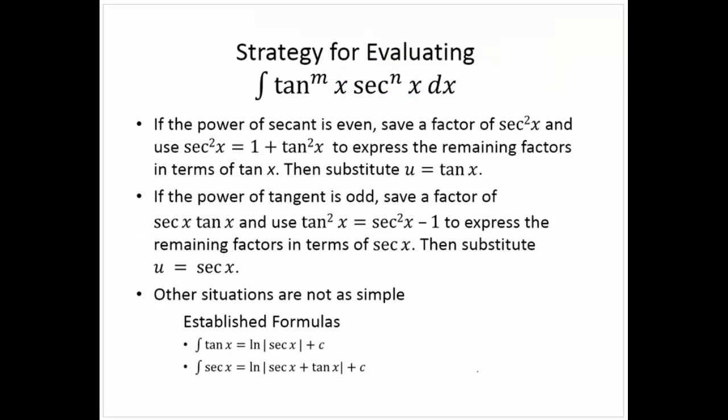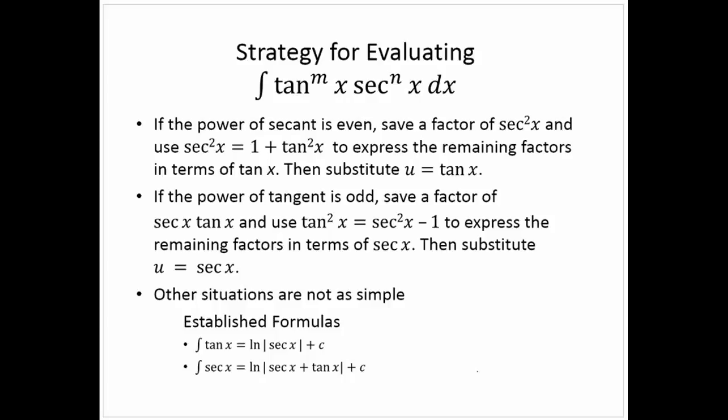Now, if we have integrals that involve powers of tangents and secants, then we can use some similar ideas, but things are a little different. If the power of the secant is even, we save a factor of secant squared x and use the substitution u equals tangent x. And we're going to use the Pythagorean identity, that secant squared x is equal to 1 plus tangent squared x.